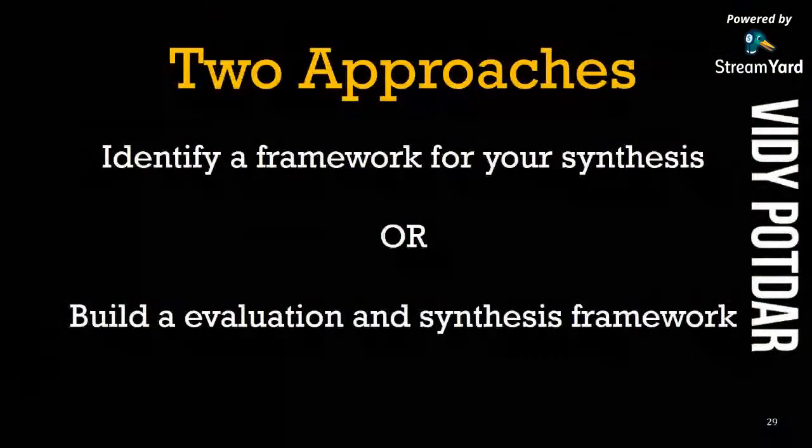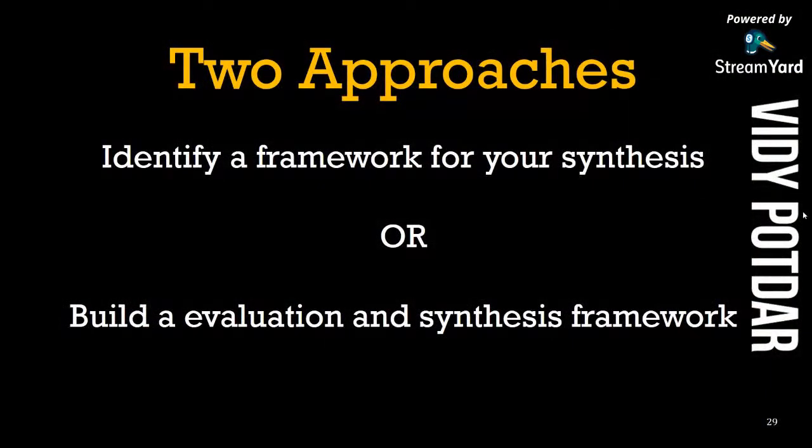You will get quite a lot. So I'm going to show you two examples or two approaches of how this can be done. First is to identify a framework for your research synthesis, or for categorizing your research. Identifying a framework means something that is already out there in the literature and you are using it. So you're not coming up with your own framework.